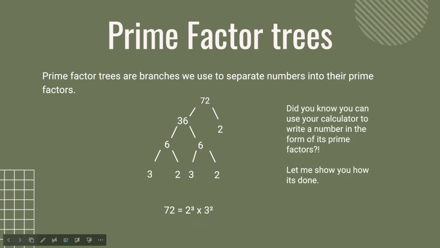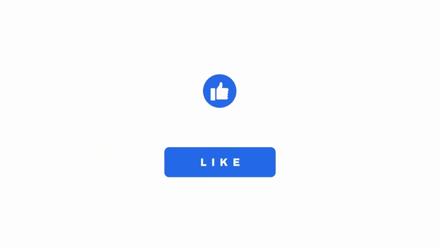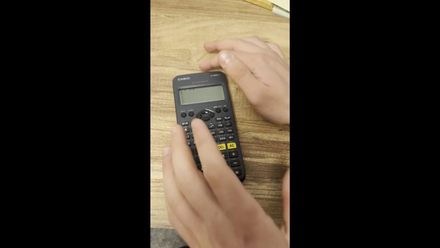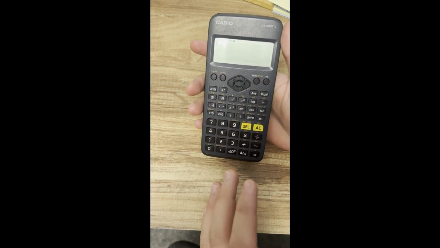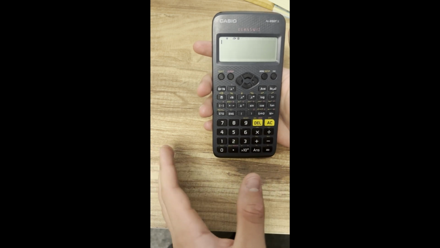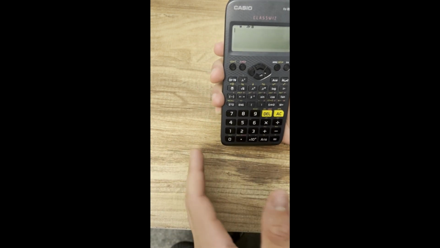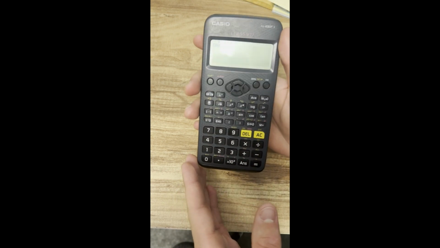Did you also know that you can use a calculator to write a number in the form of its prime factors? Let me show you how you do this on a calculator. So guys, here is the calculator, GCSE, standard one. Some of you may have the older version, but trust me, it still works the same. Same buttons, same everything. Say I have a number, 98, and I want to know the prime factors of 98.